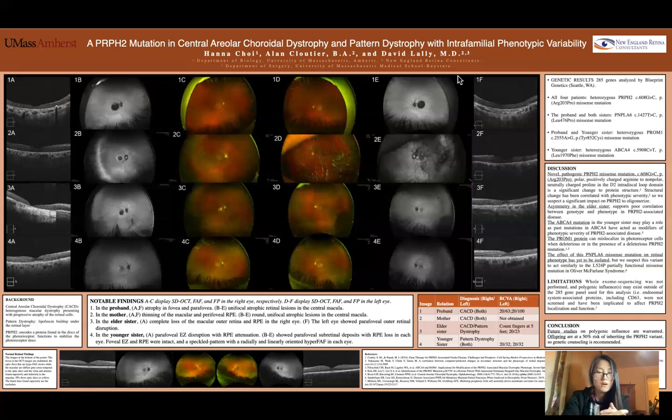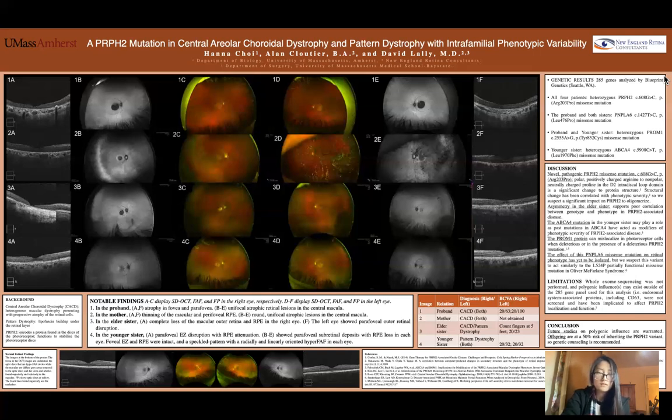So in all, this family presented with phenotypic variability to a great extent, leading to 2 different kinds of diagnoses. They were all associated with a PRPH2 missense mutation that was novel and pathogenic. So this really shows the difficulty to associate genotype to phenotype in the field of genetic retina specialties.